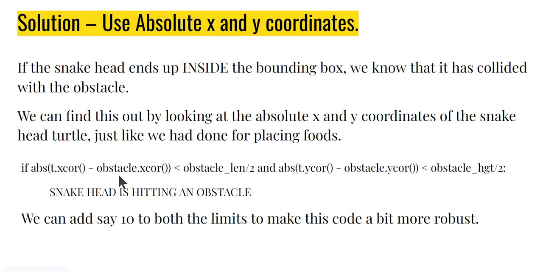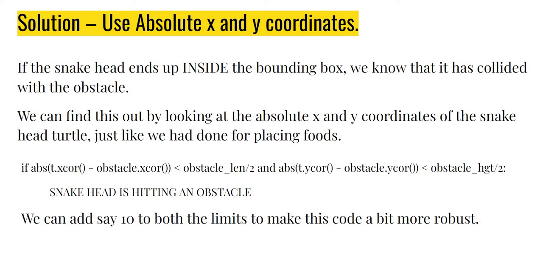If the difference in the x values is less than obstacle length by 2, absolute value of that, and the difference between the y values is less than obstacle height by 2, well, then we know snake is hitting obstacle. Now remember, however, that our snake head itself has a width of 20, so I'm going to add 10 to both these limits to make this more robust, because otherwise partial overlaps will still be accepted.